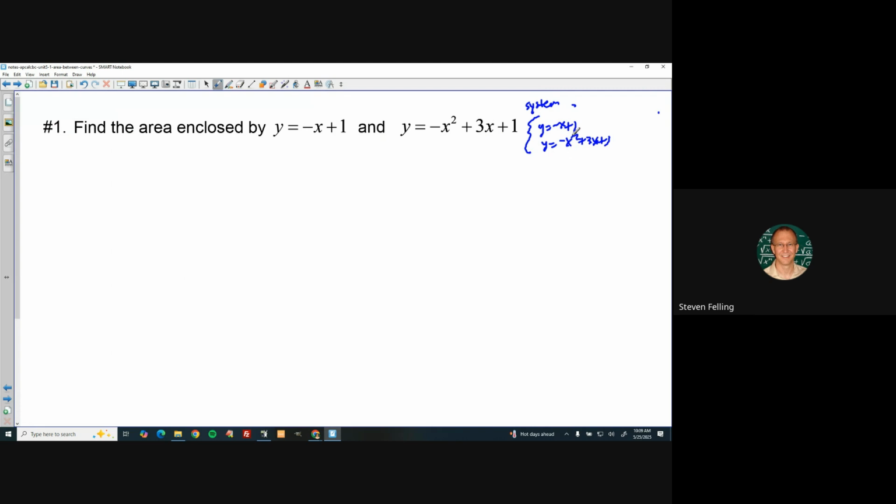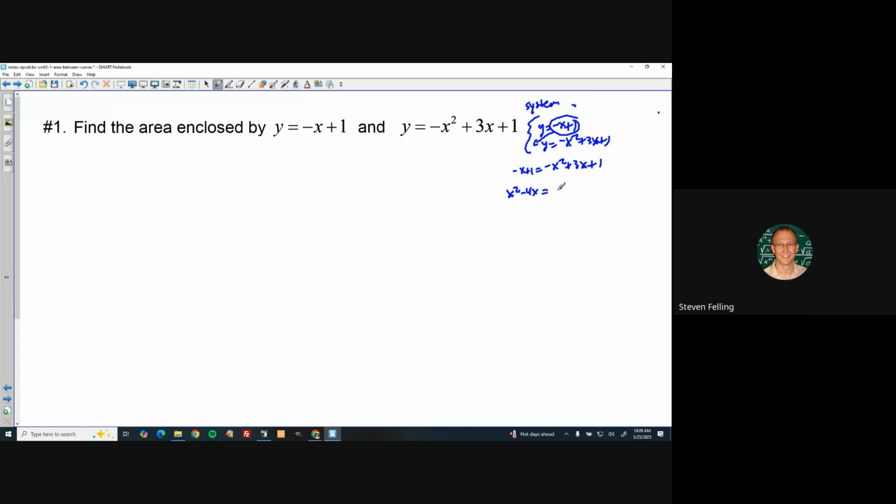So by substitution, I can substitute this in for this, and that gives me negative x plus 1 has to equal negative x squared plus 3x plus 1. I'm going to move everything to the left side. So I've got a positive x squared here, I've got minus x, and when I bring 3x more over there, that would be minus 4x. And then I have a 1 that I subtract from both sides.